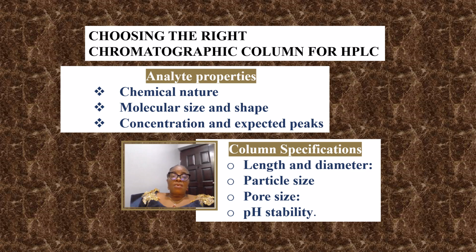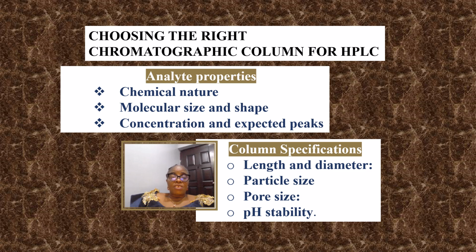Choosing the right chromatographic column for high-performance liquid chromatography is crucial for achieving successful separation of your analyte. You will have to consider some analyte properties: the chemical nature, where we look at the polarity, the hydrophobicity, and charge of your analyte. These will influence their interaction with the stationary phase.